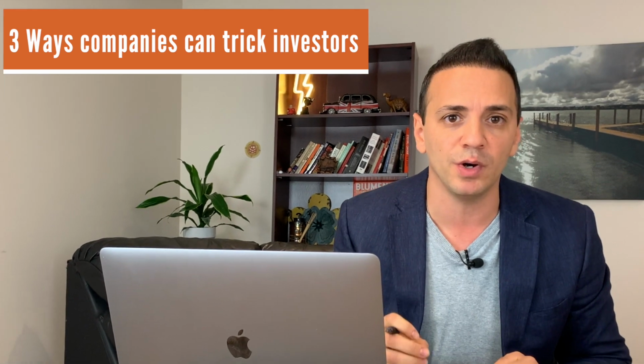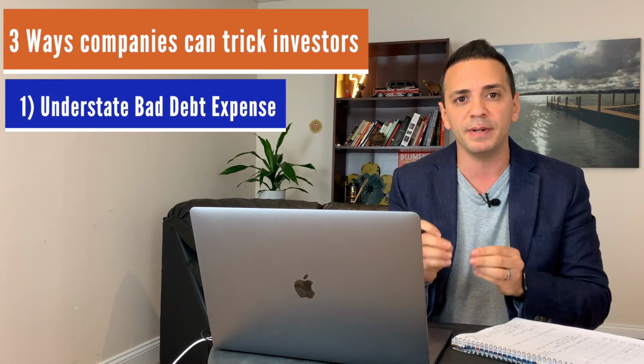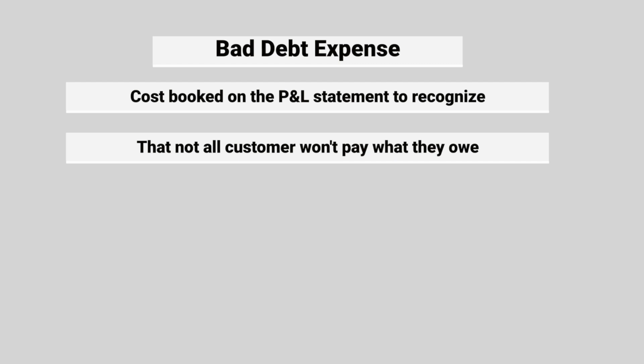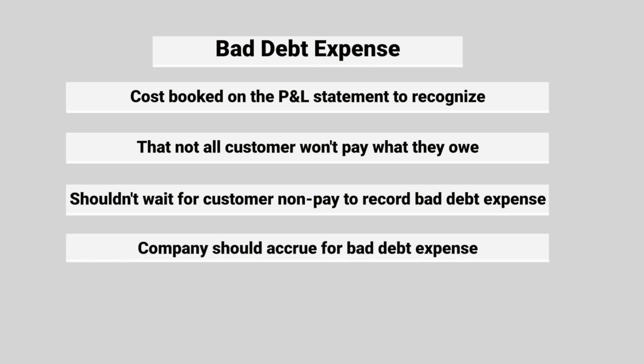Okay, so trick number 1 is when a company understates its bad debt expense. And basically, bad debt expense is a cost that goes on a P&L to recognize that some of the company's customers won't pay what they owe the company. And so basically, the company shouldn't be waiting up until the point where the customer fails to make payment, but rather the company should periodically be accruing for the bad debt expense by creating an allowance for bad debt expense.